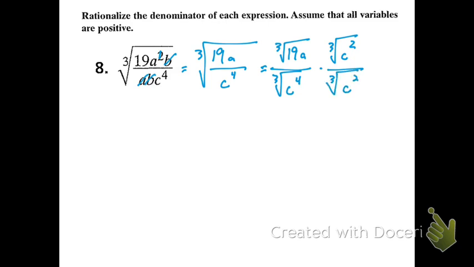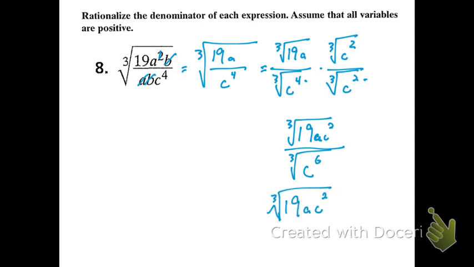Because what that gets me, up top is fine. I'm not really worried about the numerator. It's 19ac squared. But the denominator be the 3rd root of c to the 6th, because 4 plus 2 is 6. So then this would be the 3rd root, 19ac squared, all over c squared, because 6 divided by 3 is 2.